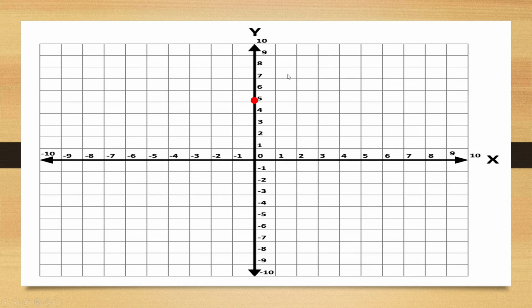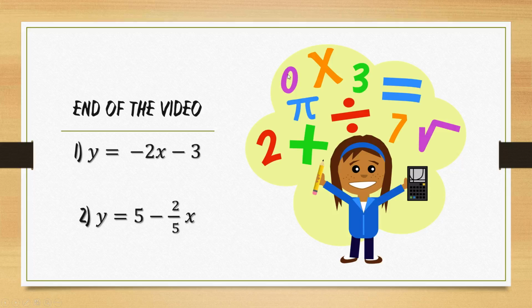Our y-intercept was positive 5. Our rise was negative 2, meaning we are making 2 jumps going down on the Cartesian plane. And our run was positive 5, meaning we are making 5 jumps towards the right on the Cartesian plane. Then plotting our second point, drawing a line between the two, and writing our equation y equals negative 2 over 5x plus 5. That is the end of my video.